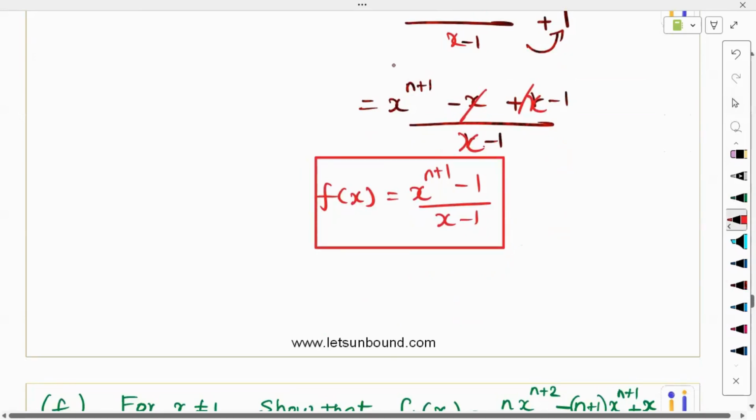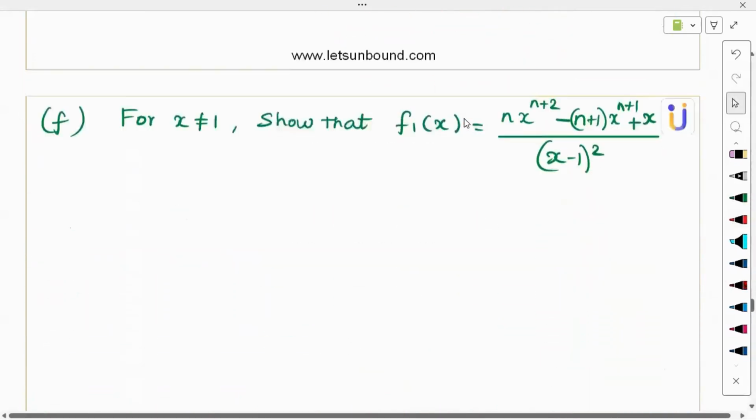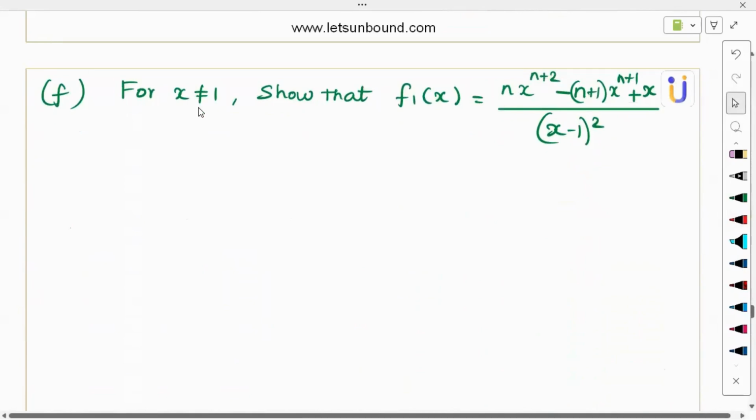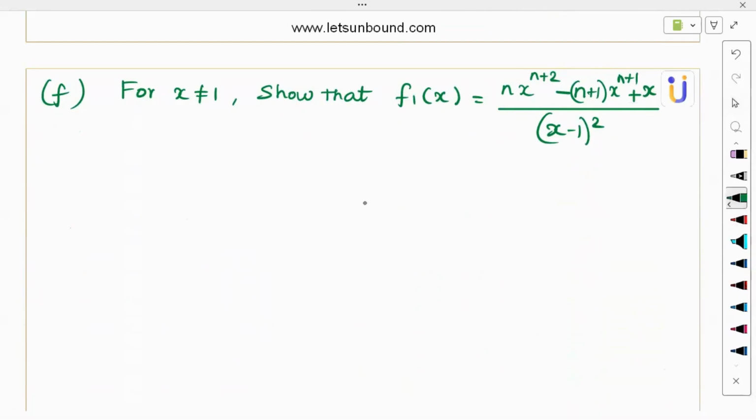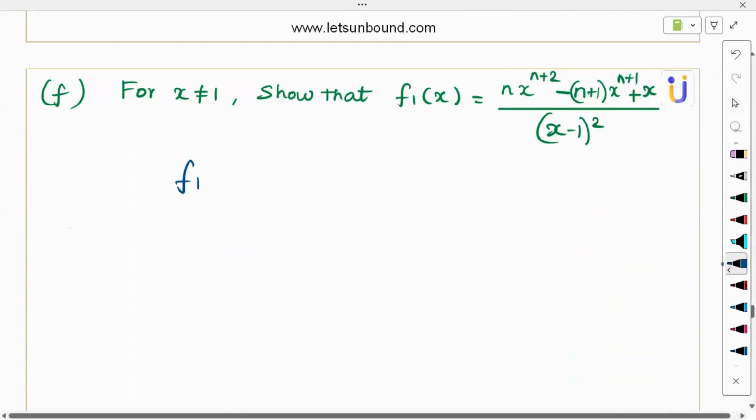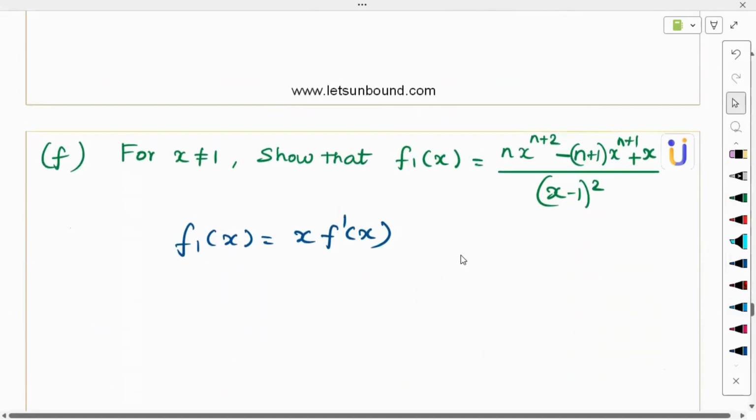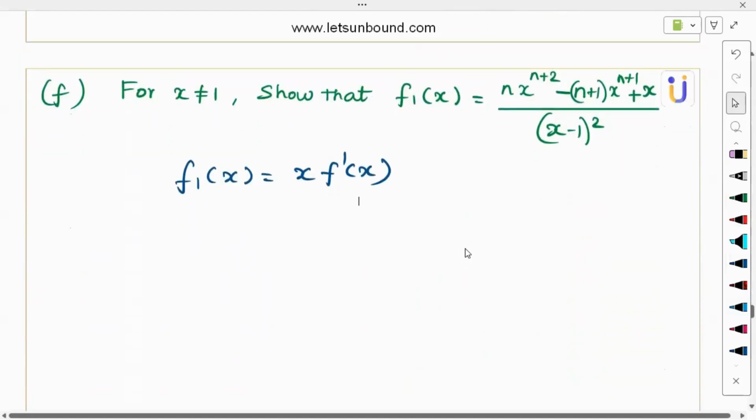Right? So that's simple. And next part. For x not equal to 1, show that f1 of x is this. Okay, what is f1 of x? We can relate it with the family of functions. f1 of x is x f dash of x. Right? And we have that too. Let's switch over there.